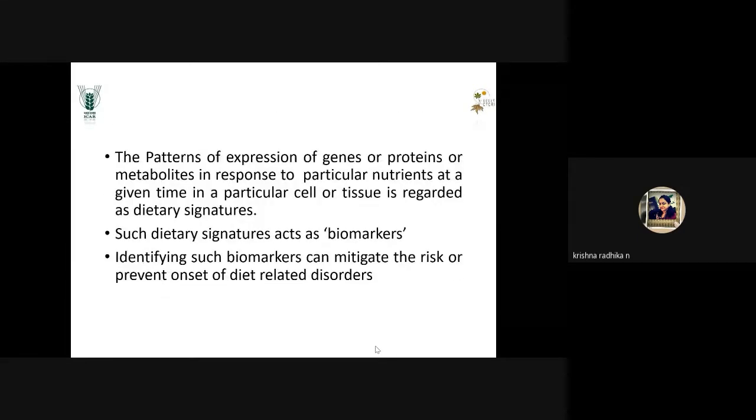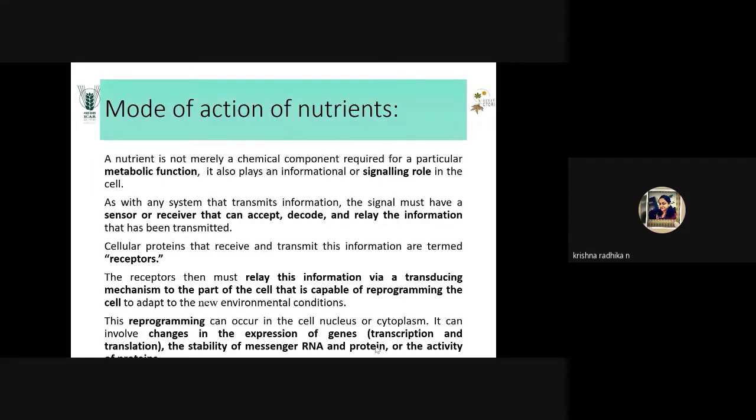The patterns of gene expression or protein expression or metabolites in response to particular nutrients at a given time in a particular cell or tissue are regarded as dietary signatures. Such dietary signatures act as biomarkers which can be used for diagnosing at an early stage the onset of some diet-related disorders. So we now know what nutrients are, and we have to see how these nutrients are acting on the genome.